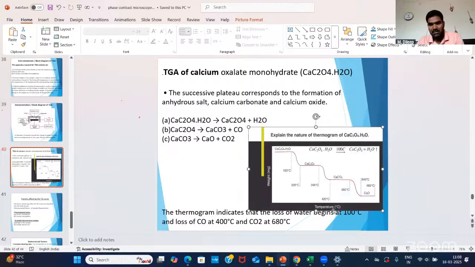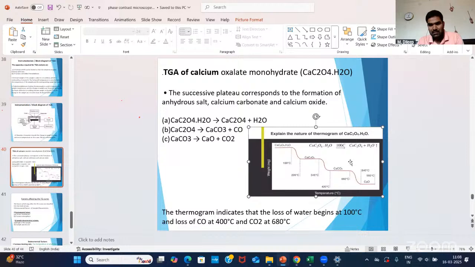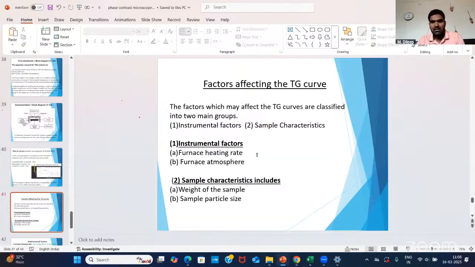You can observe this one. So what are the factors which can affect this TGA curve, the TG curve? Let us see. Factors which may affect the TG curves are classified into two main groups: instrumental factors and sample characteristics. Due to the instrumental factors, there may be a deviation of the curves in thermogravimetric analysis, or due to the sample characteristics also, there may be a flaw which can affect the TG curve.